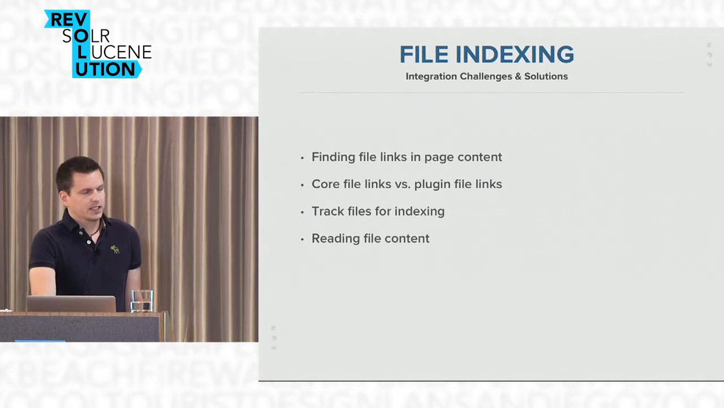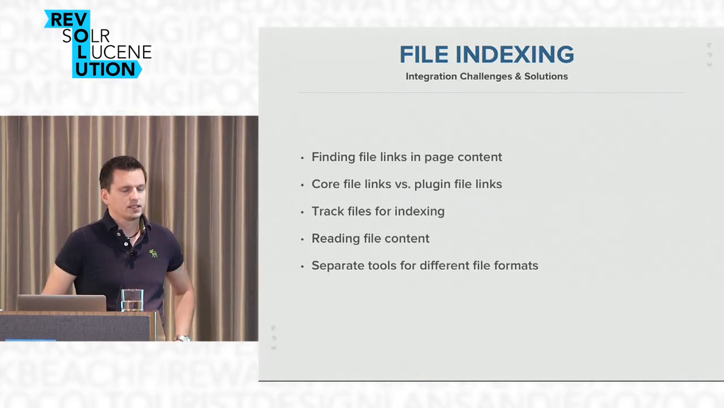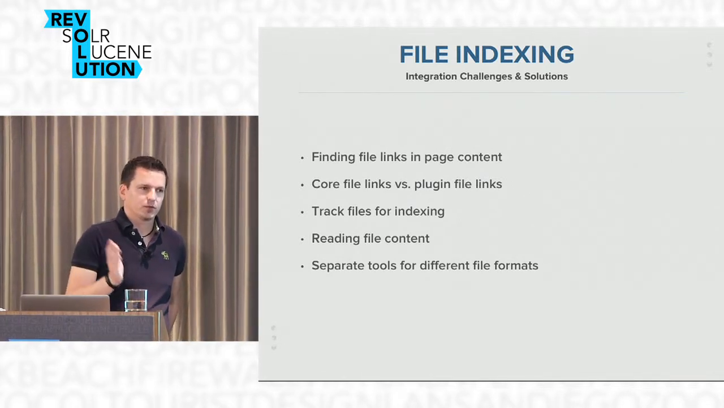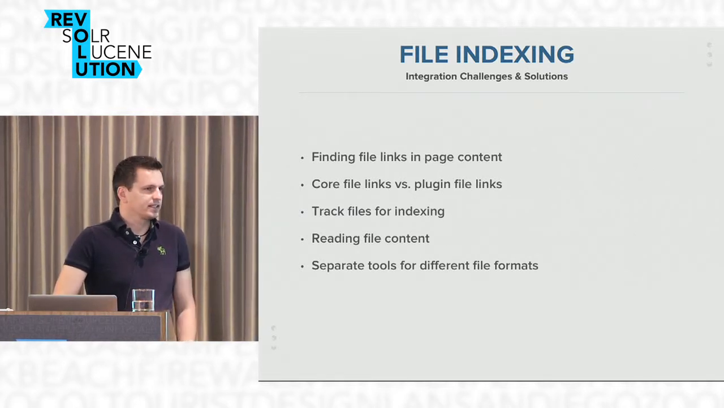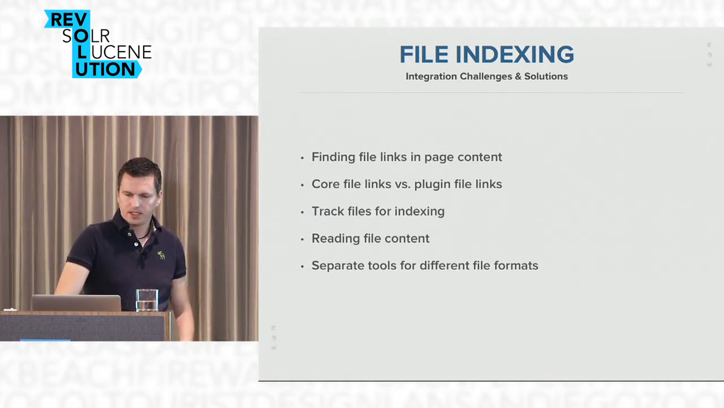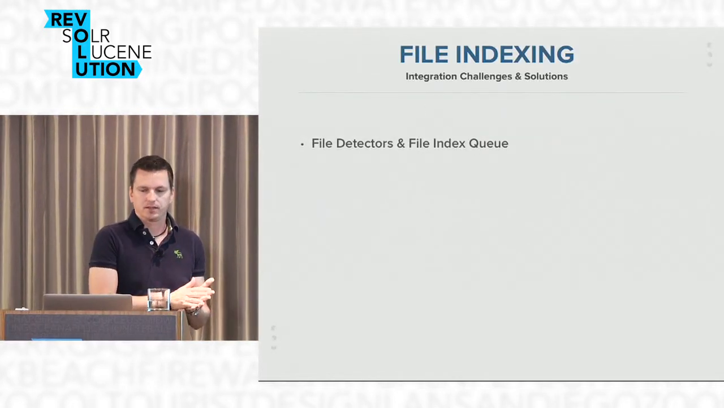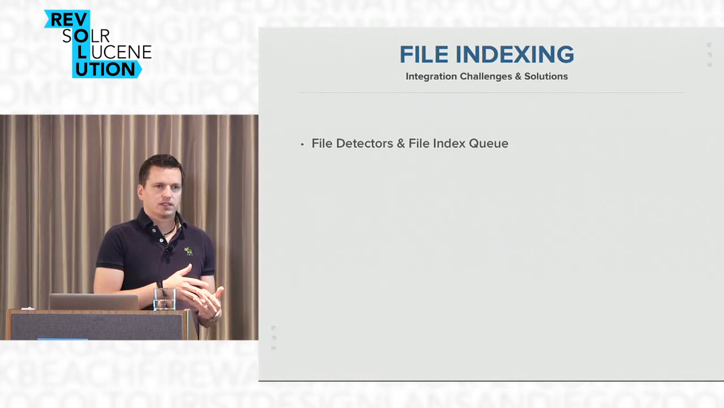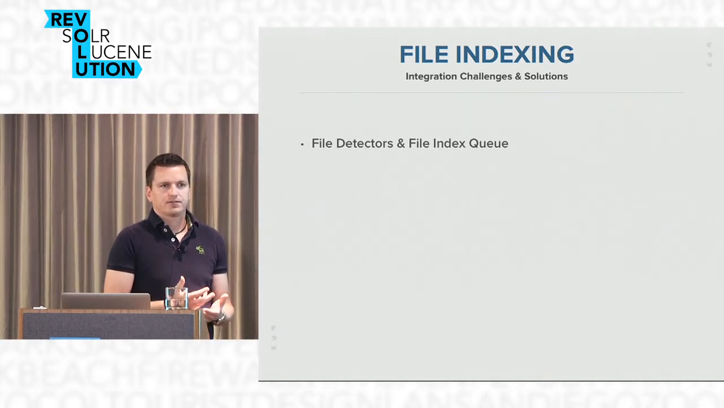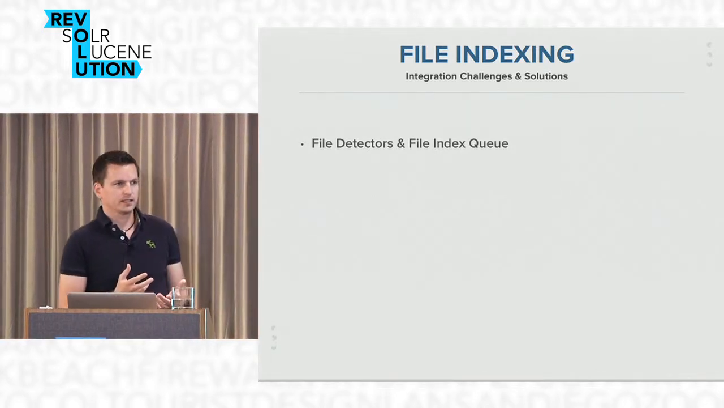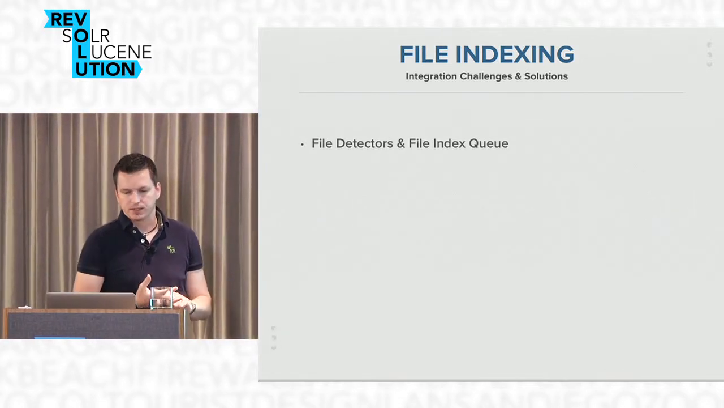And then before that, we actually had a solution where we had multiple tools for different file formats. So there was a tool to read Word documents, another tool to read PDF files, but obviously that doesn't scale very well. So the way we solved that is we put in some abstraction that we called file detectors. There were file detectors that we shipped with the extension that could detect files that have been linked by core content elements, and then some file detectors for other popular extensions.